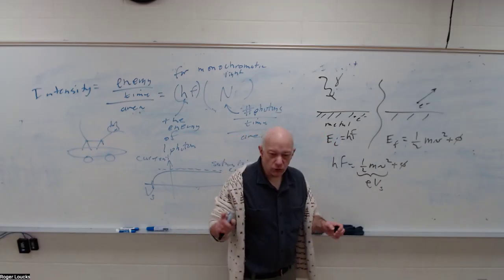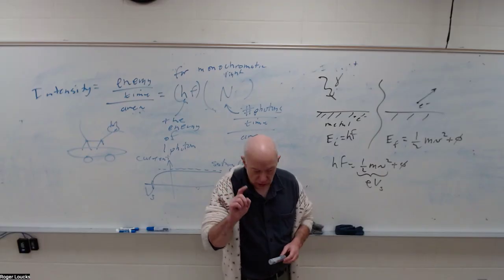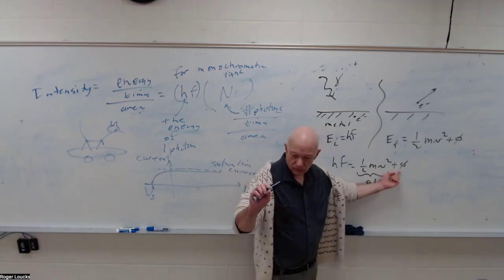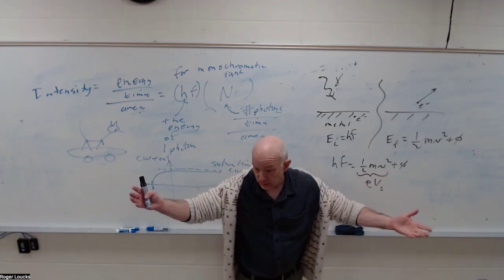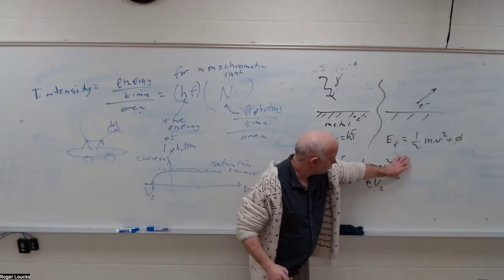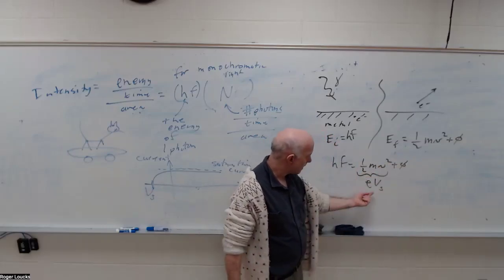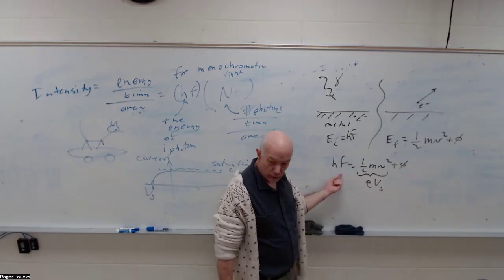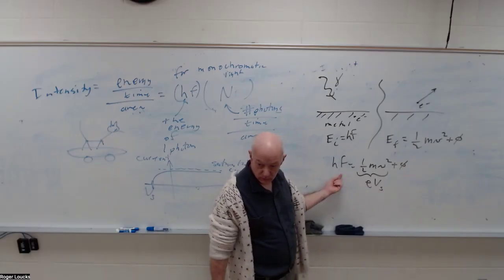I told you we're going to cheat a little bit here, and here's a little cheat. Let's pretend that this phi is small. Now phi is usually small, so that's not a big cheat. But if this is really small compared to the other things, then that means your stopping potential is directly proportional to f. Does that make sense?